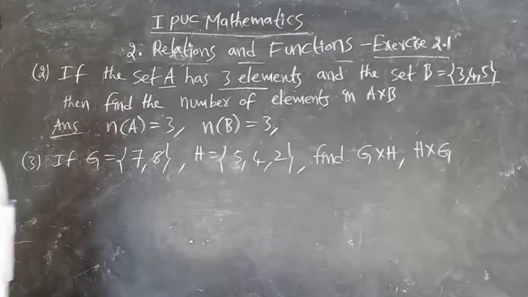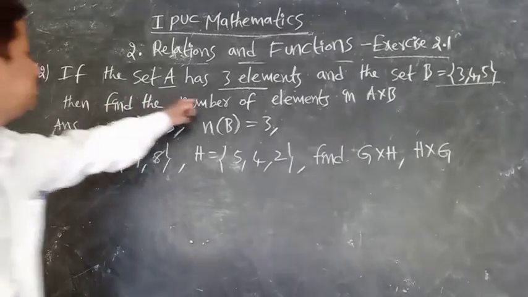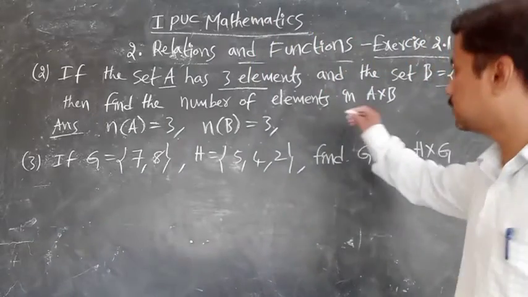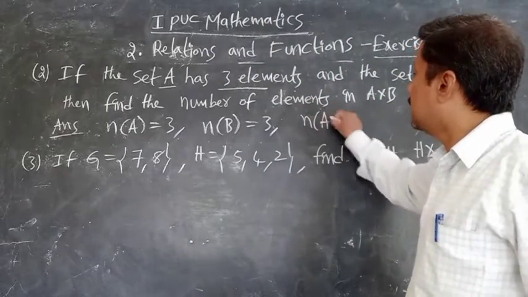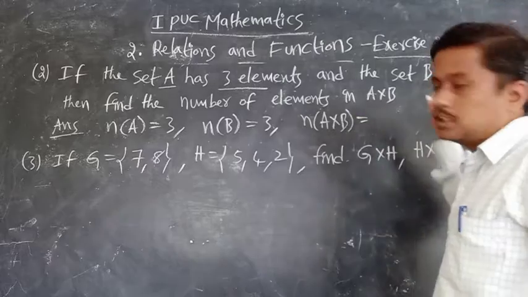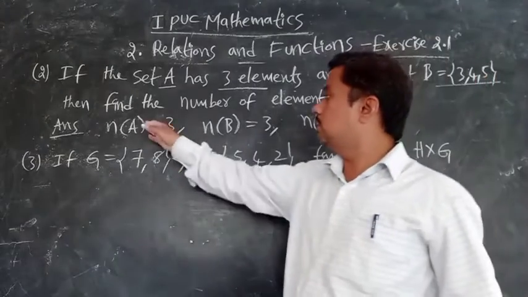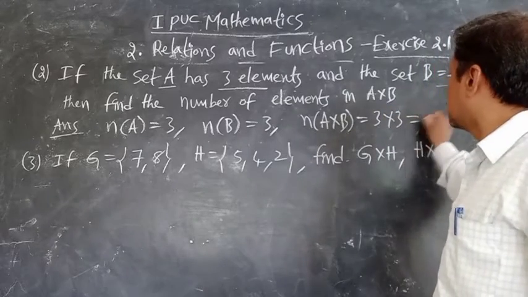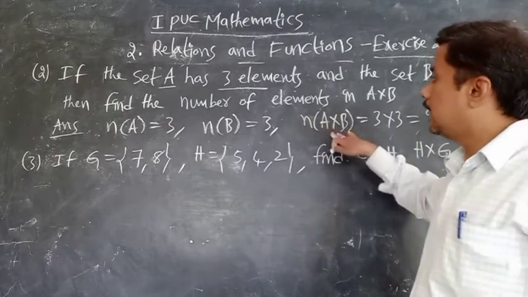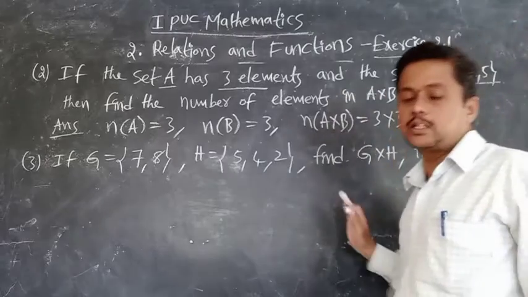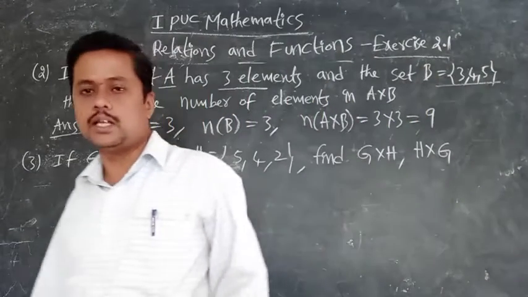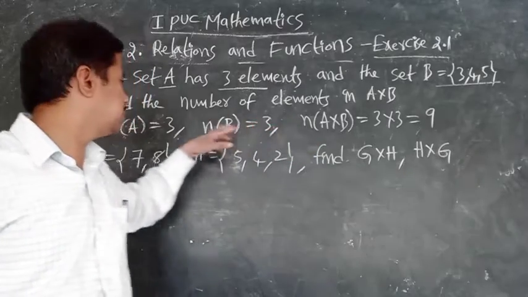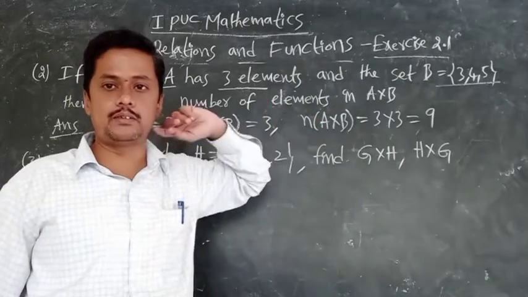Okay. Next, what to calculate? The number of elements in A cross B. So N of A cross B is equal to what? One formula is there now: I have to multiply these two things. 3 into 3. 3 3s are 9. So the number of elements in A cross B is 9. Very easy and very important also.